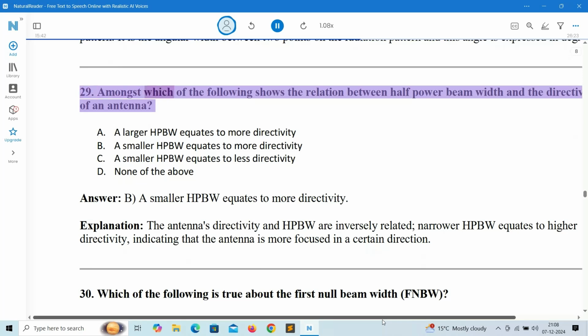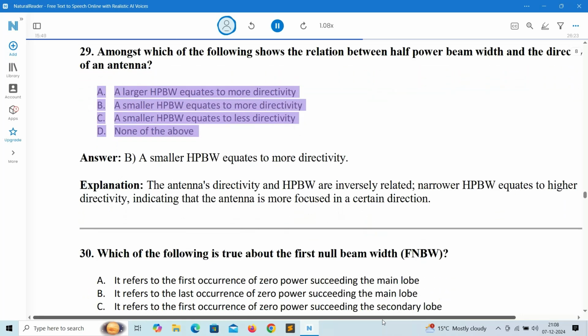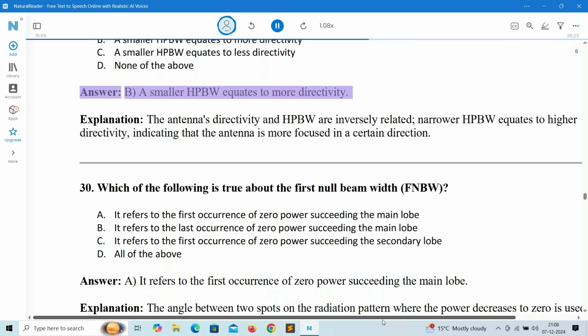29. Which of the following shows the relation between half-power beam width and the directivity of an antenna? A. A larger HPBW equates to more directivity. B. A smaller HPBW equates to more directivity. C. A smaller HPBW equates to less directivity. D. None of the above. Answer. B. A smaller HPBW equates to more directivity.